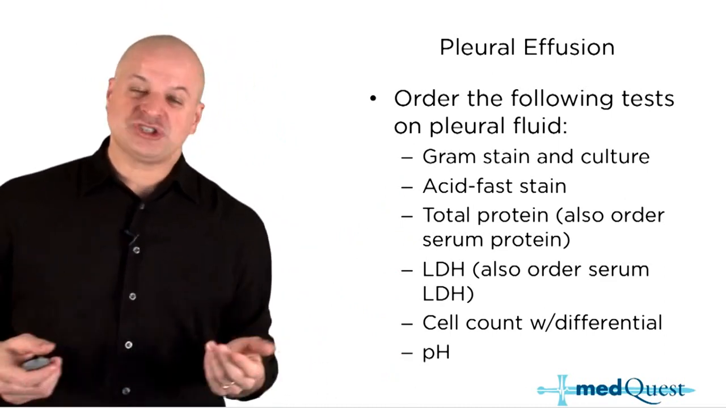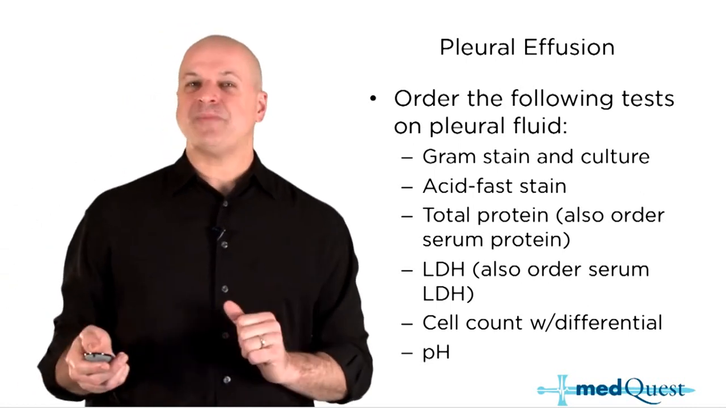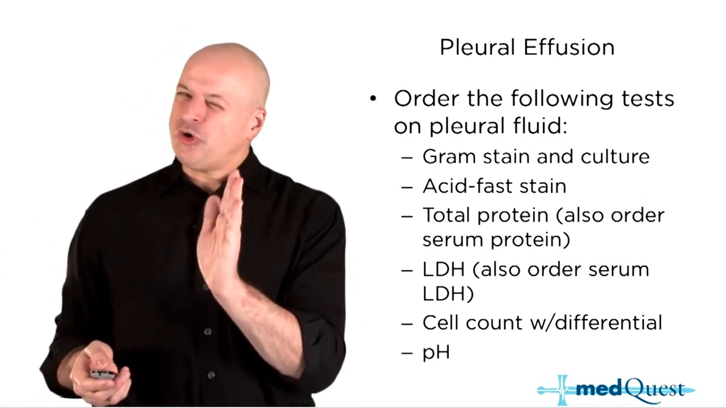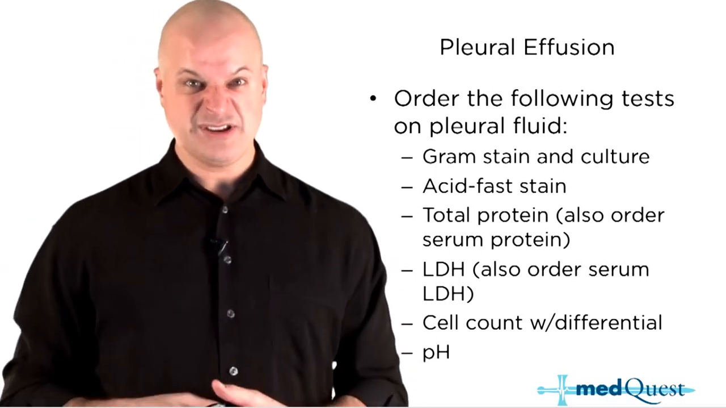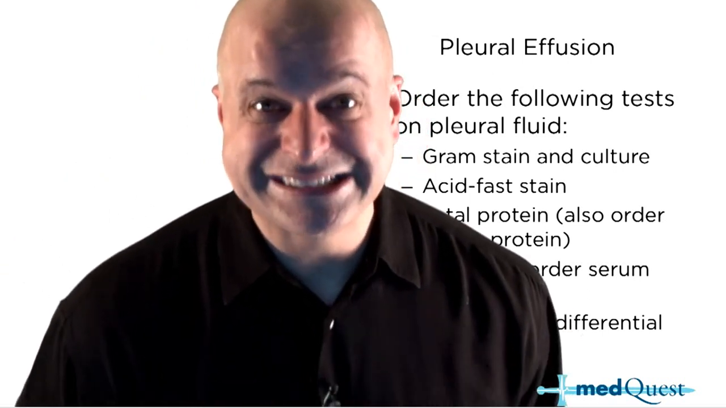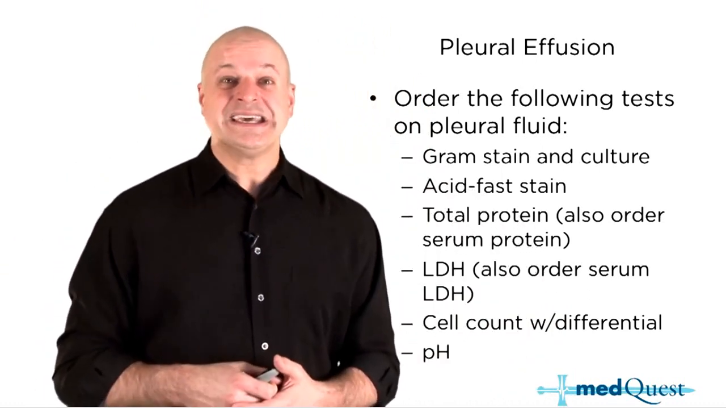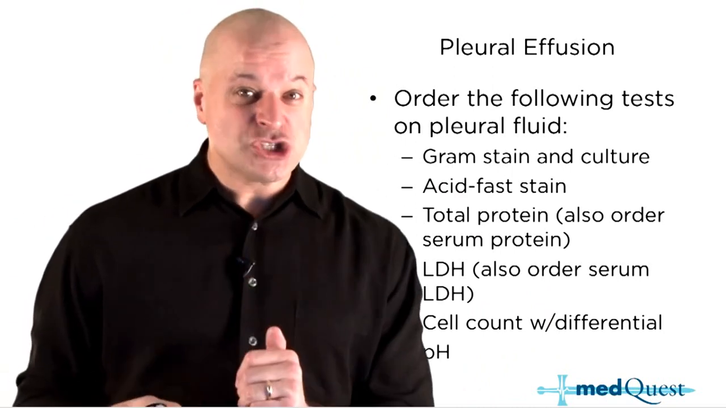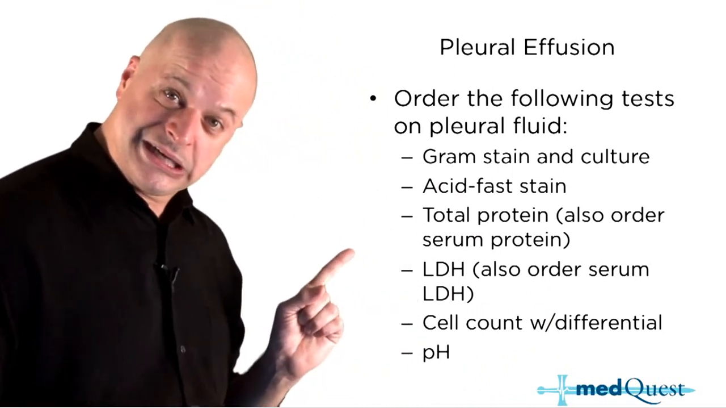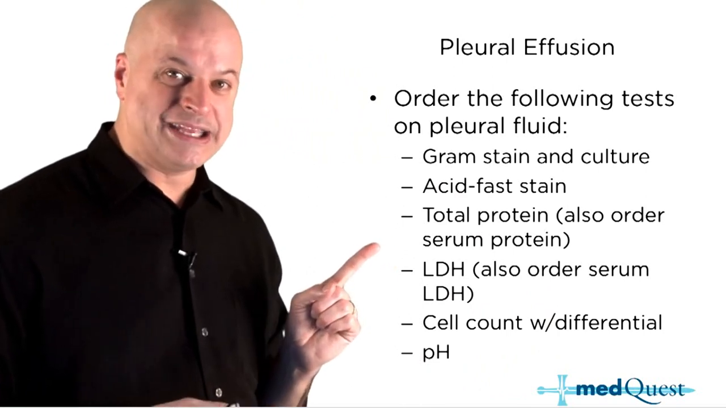A pH of 7.2 or less means you've got an empyema. 7.2 doesn't sound so bad, right? That's because most people don't know what's the normal pH of pleural fluid. Do you know what it is? It's 7.6. Really? 7.6? It is. 7.6 is the normal pleural fluid. That's why a pH of 7.2 in pleural fluid is like a pH of 7.0 in blood.